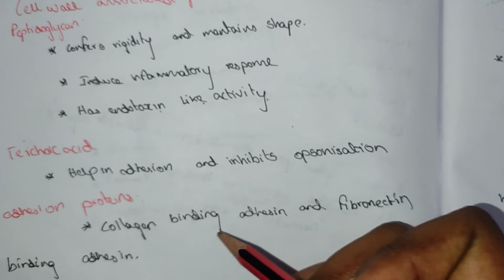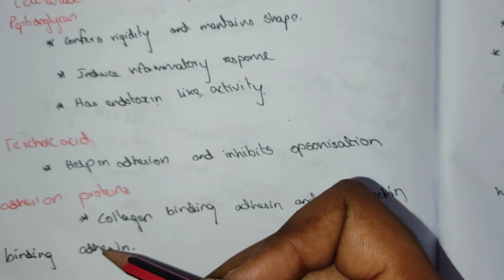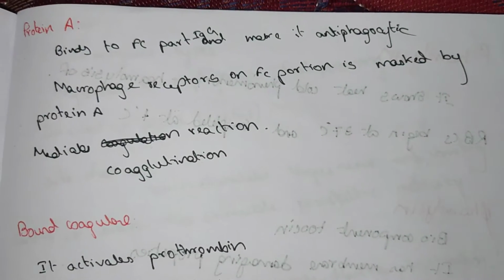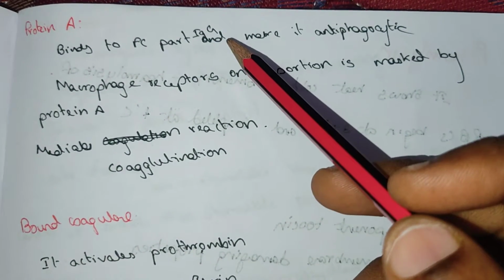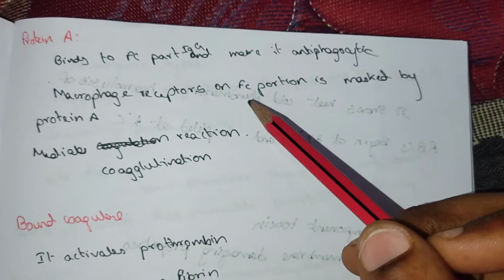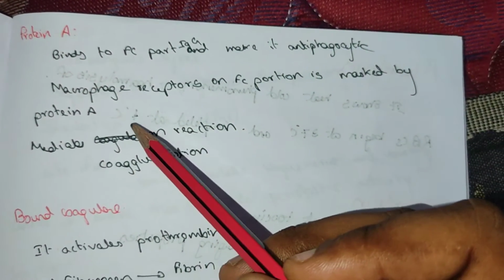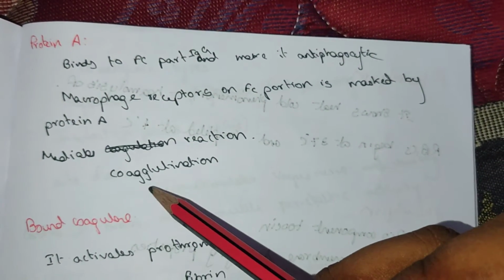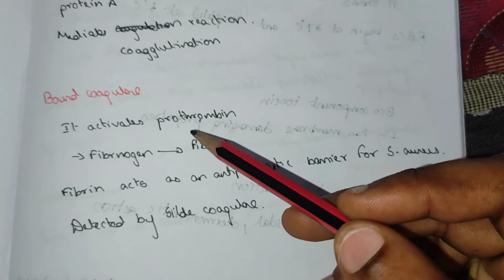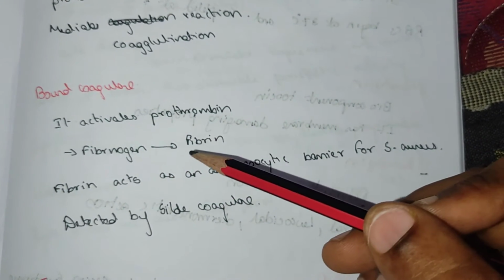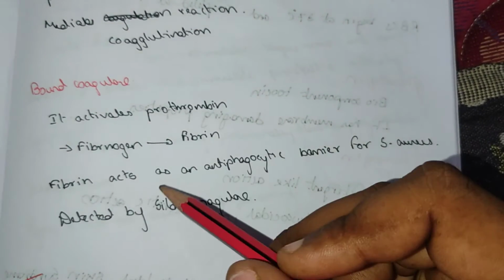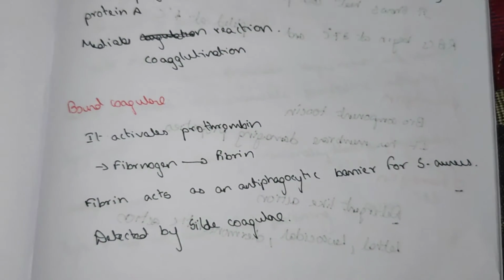Adhesion proteins are collagen binding adhesin and fibronectin binding adhesin. These are the proteins present in Staphylococcus aureus. Protein A binds to the Fc part of IgG and has an antiphagocytic effect. Bound coagulase activates prothrombin, converting fibrinogen into fibrin. The fibrin acts as an antiphagocytic barrier for Staphylococcus aureus and is detected by the slide coagulase test.